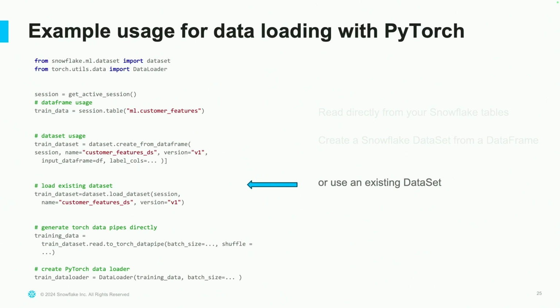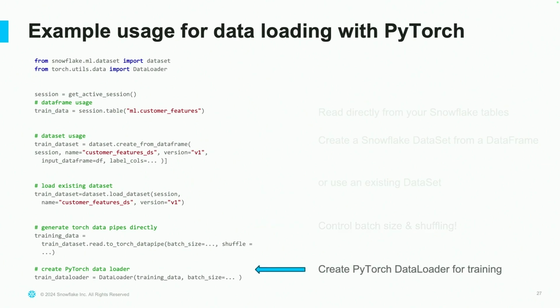And once you have a dataset, in this case an example with PyTorch, you can read this directly into torch data pipes and then pass it to a data loader that gives you the standard interfaces that PyTorch recommends you use. And that's it. That's all the work to train on your Snowflake data. It can't get simpler than this. And behind the scenes, we are doing all the heavy lifting to make sure that everything happens in the right manner so that your training processes are optimized.